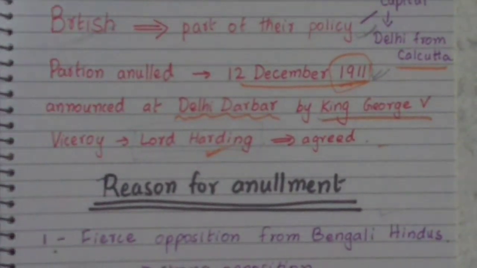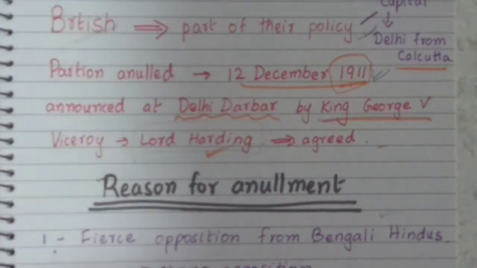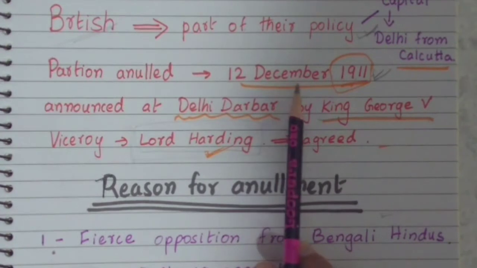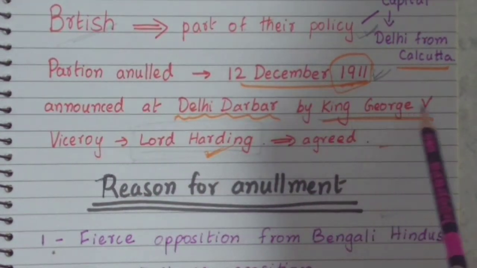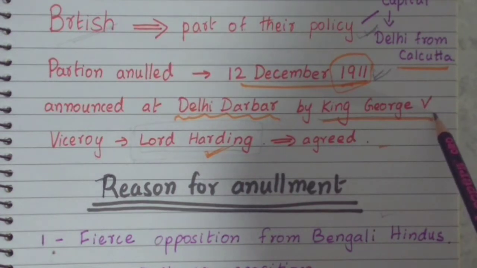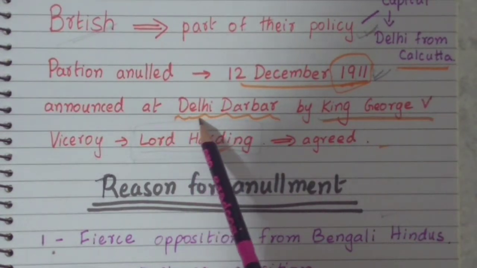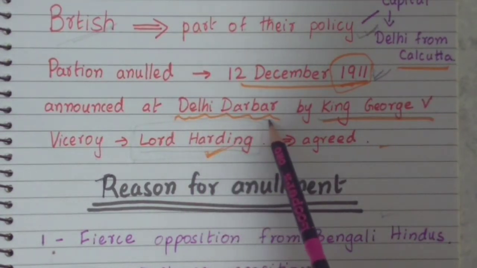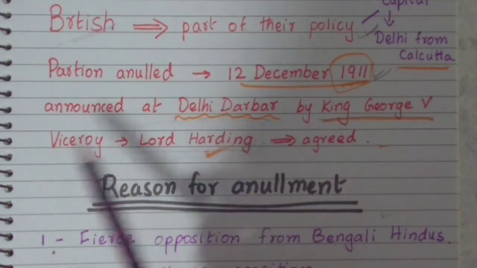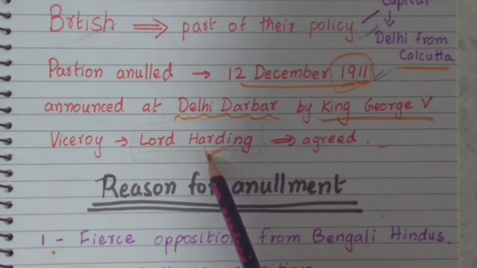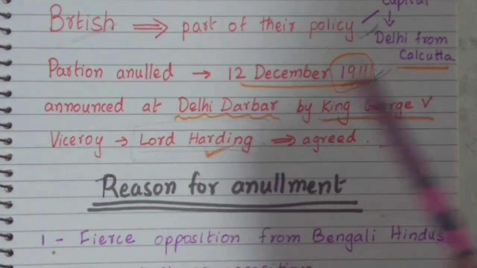What actually happened is the annulment of the partition took place on the 12th of December 1911. The date is important. The announcement was made by King George V, who was visiting India at that time, and this took place at a place called Delhi Darbar. Now, this whole incident took place when Lord Hardinge was the Viceroy of India. So, this piece of information is also important. It can be asked as a 1-mark question.